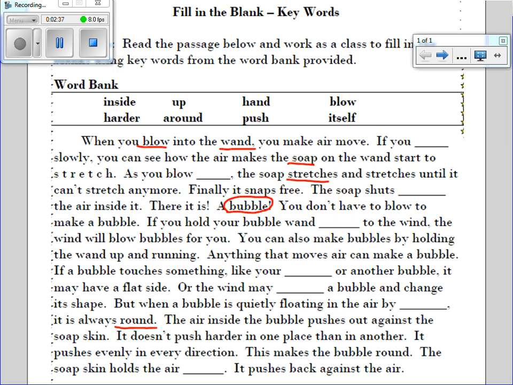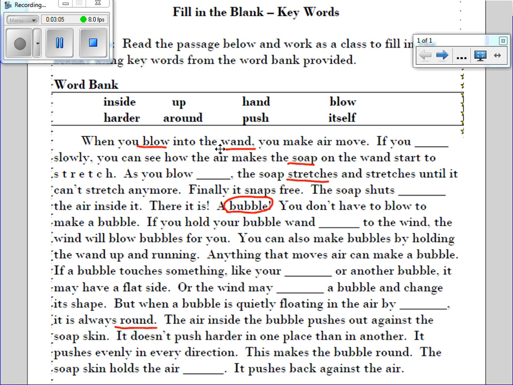So now, before I even read the passage, I have an understanding that this passage is going to be about bubbles. So next, I'm going to go through and read my passage again, but this time I'm going to read it word by word and try to fill in the blanks, knowing already what it's going to be about. When you blow into the wand, you make air move. If you blank slowly, do I need to read on? I think I might need to read a little bit more to figure out.